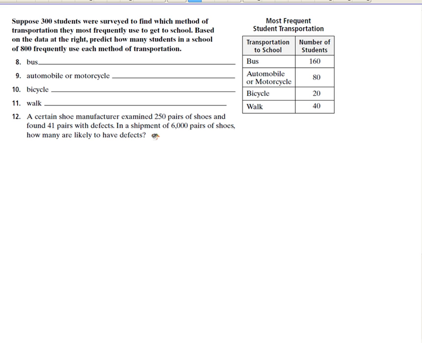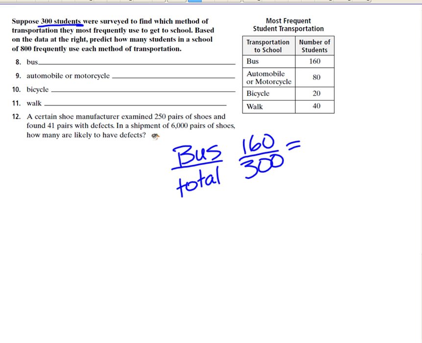Okay. They asked 300 kids how they got to school, and 160 of them said they took the bus. So we can write that as a ratio here of bus kids to total kids. So we get 160 out of how many? 300.